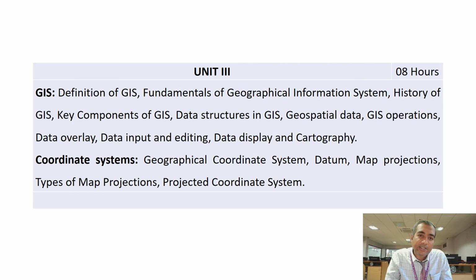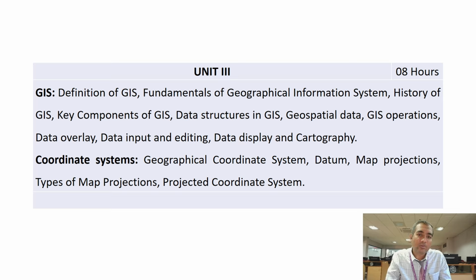Next, coming to Unit 3, it deals particularly with GIS and coordinate systems, because from the remote sensing and aerial photogrammetry we get the data, and then we take that particular data and process it in the GIS. GIS is nothing but geographical information system, where we take the spatial data, process the data, and finally get the output in the form of a map.